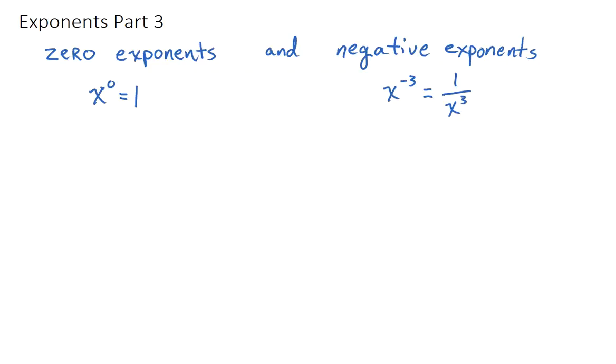So with x to the 0, that's going to equal 1. And with x to the negative 3, that'll equal 1 over x to the third. Now I'm going to go through a math pattern to convince you of how this can be. We're going to use powers of 2 to see how exponents work.